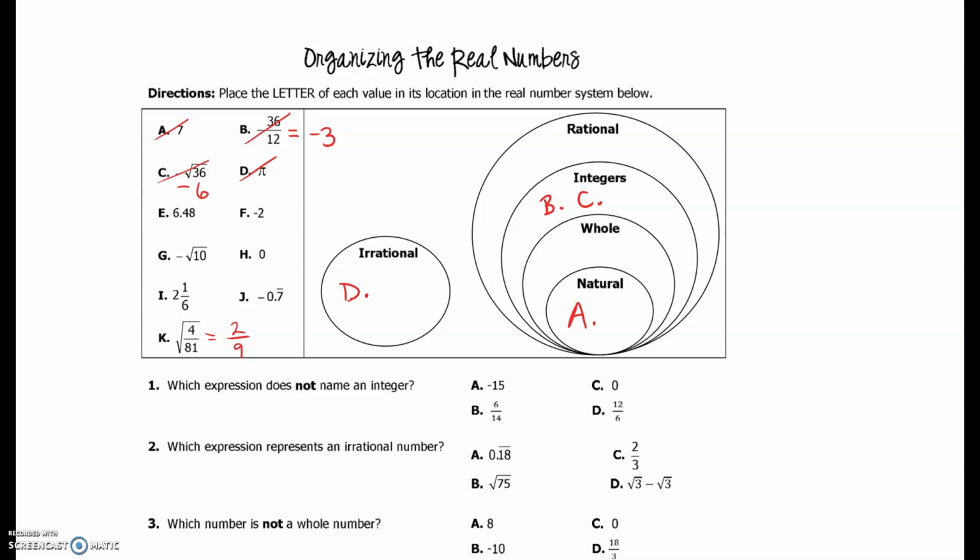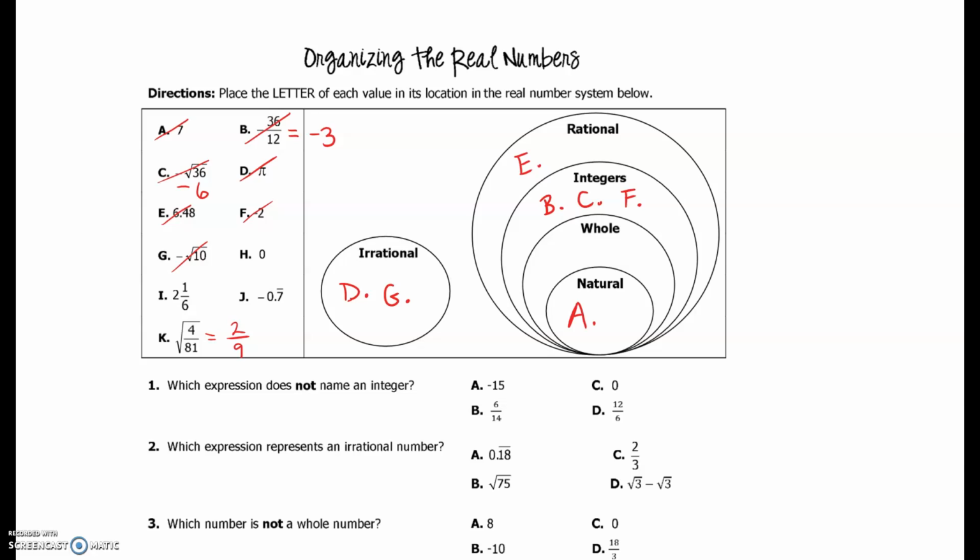6.48, it's a decimal that ends. It would be included in the rational group. Rational numbers include decimals. Negative 2, another integer because it's a negative and it is a whole number. Negative square root of 10. If you would type this in the calculator, it is a decimal that does not end, it does not repeat, so it belongs in the irrational category.